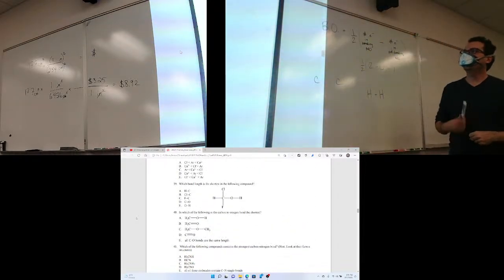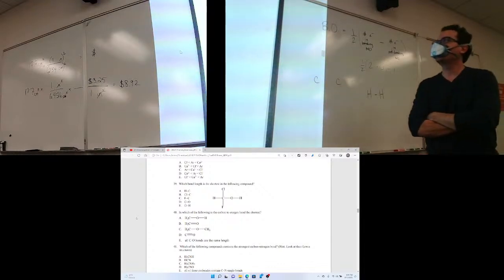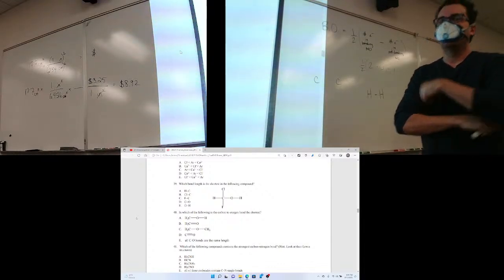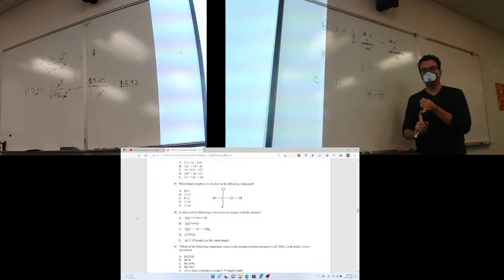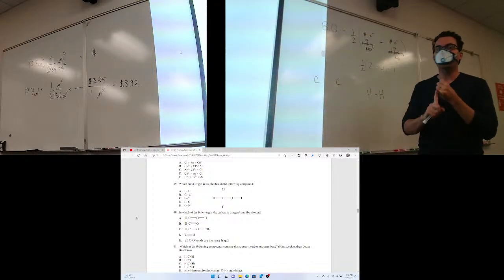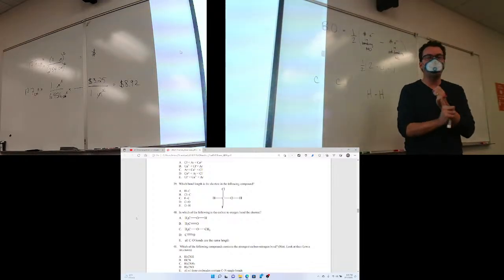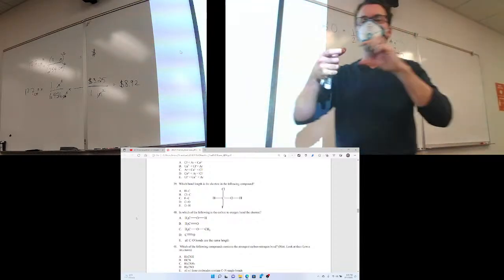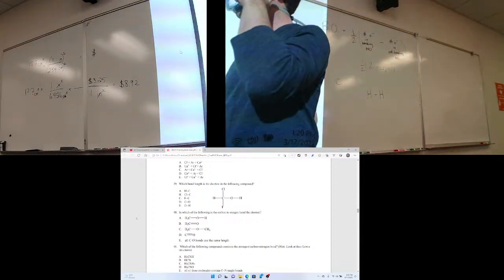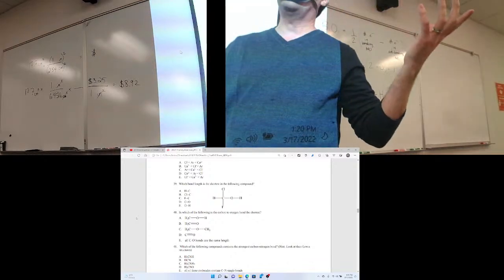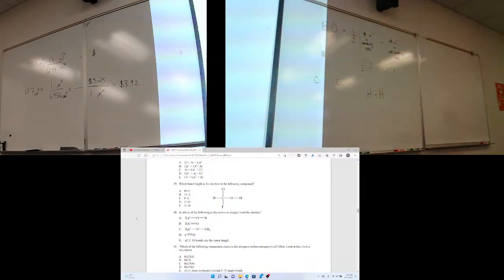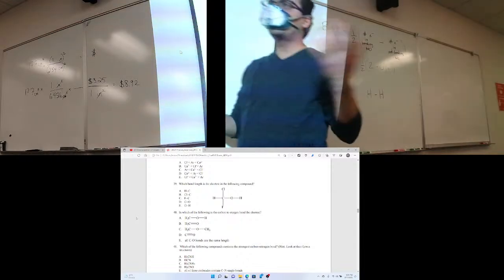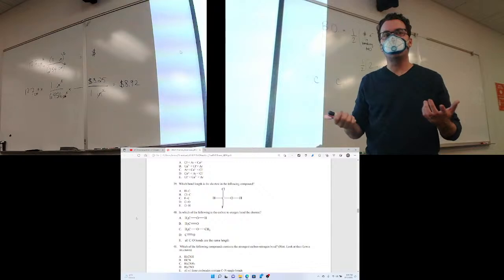Okay, so 39. Which bond length is the shortest in the following compound? There are a couple of ways to know. Bond order: the higher the bond order, the shorter the bond is going to be. But beyond that, it's just the size of the atoms. The smaller the atoms, the shorter the bond is going to be. So really, this question is asking for the two smallest atoms that are bonded together. Hydrogen is the smallest. So the question is between carbon-hydrogen and oxygen-hydrogen, which one's smaller? Is carbon smaller or is oxygen smaller?